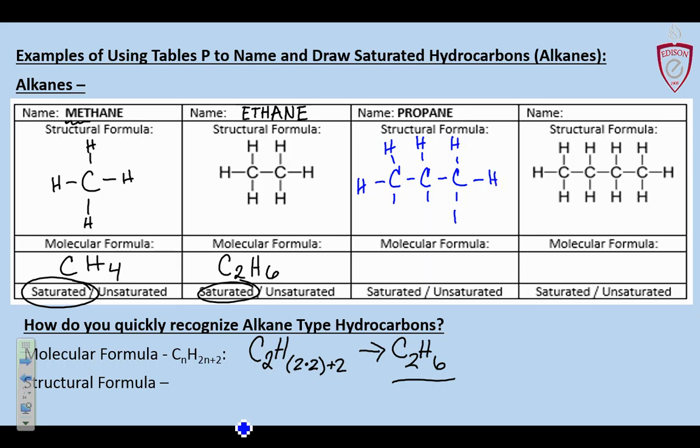He's filling up the rest with hydrogens, so you can then figure out the molecular formula. C3, H, he could count, 6, 7, 8. Or he could apply the molecular formula, 2 times 3 plus 2, 8. So it's C3H8. And it's saturated. There are as many hydrogens as I can possibly stick on that bad boy.